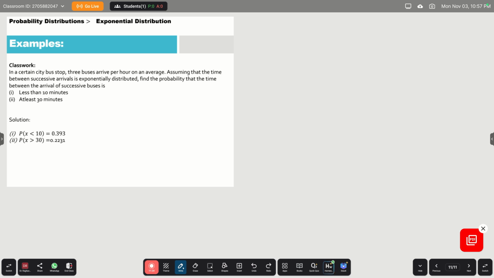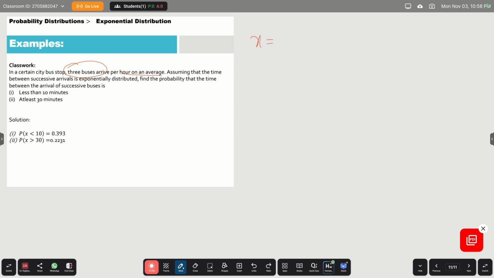Okay. Here I will give one more example, because you should not be in a hurry to write down the value of the mean, but you have to think what the mean is here. So at a certain bus stop, 3 buses arrive. Sometimes you might suddenly think that 3 buses means 3 will be the average. But here the random variable is different. It is not the number of buses. 3 buses arrive per hour on an average, assuming that the time between successive arrivals is exponentially distributed.